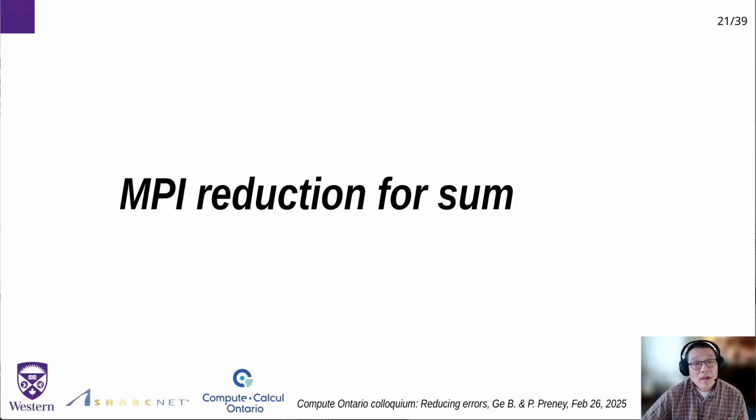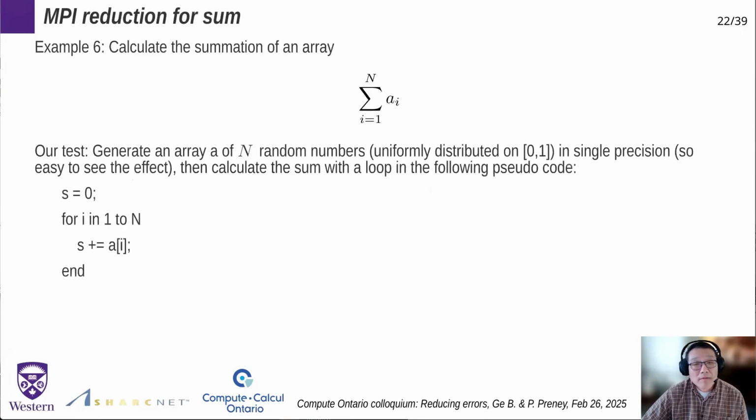Okay, next, we're going to advance to a different topic, reduction using MPI for summation. The problem we're looking at is a summation of an array. We generate n random numbers and store them in single precision. The values of the elements are between 0 and 1, uniformly distributed random numbers. And this is the pseudocode. We set the initial value of the sum, and then we repeatedly add each element to the sum, and we get the answer.